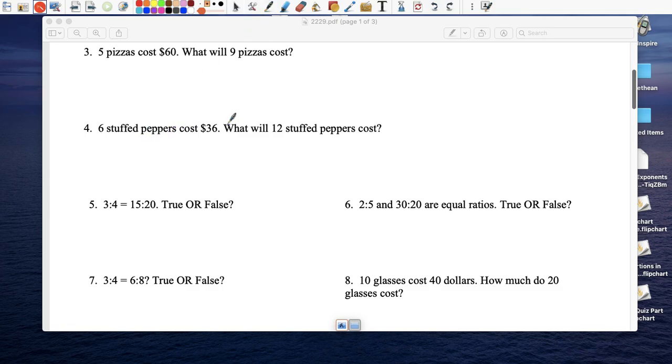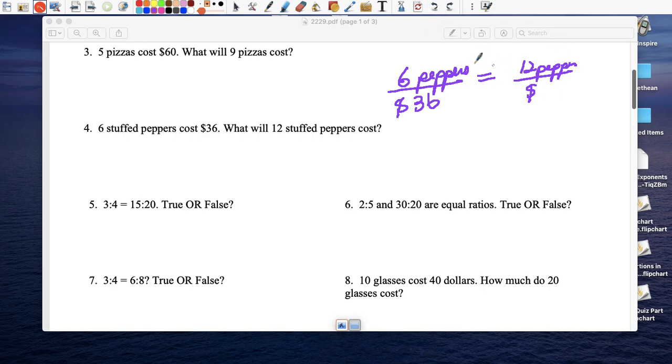6 stuffed peppers cost $36. So 6 peppers is $36. 12 peppers. Okay. 12 peppers. How many dollars? How much would that cost? Right. That's what we want to try and find.